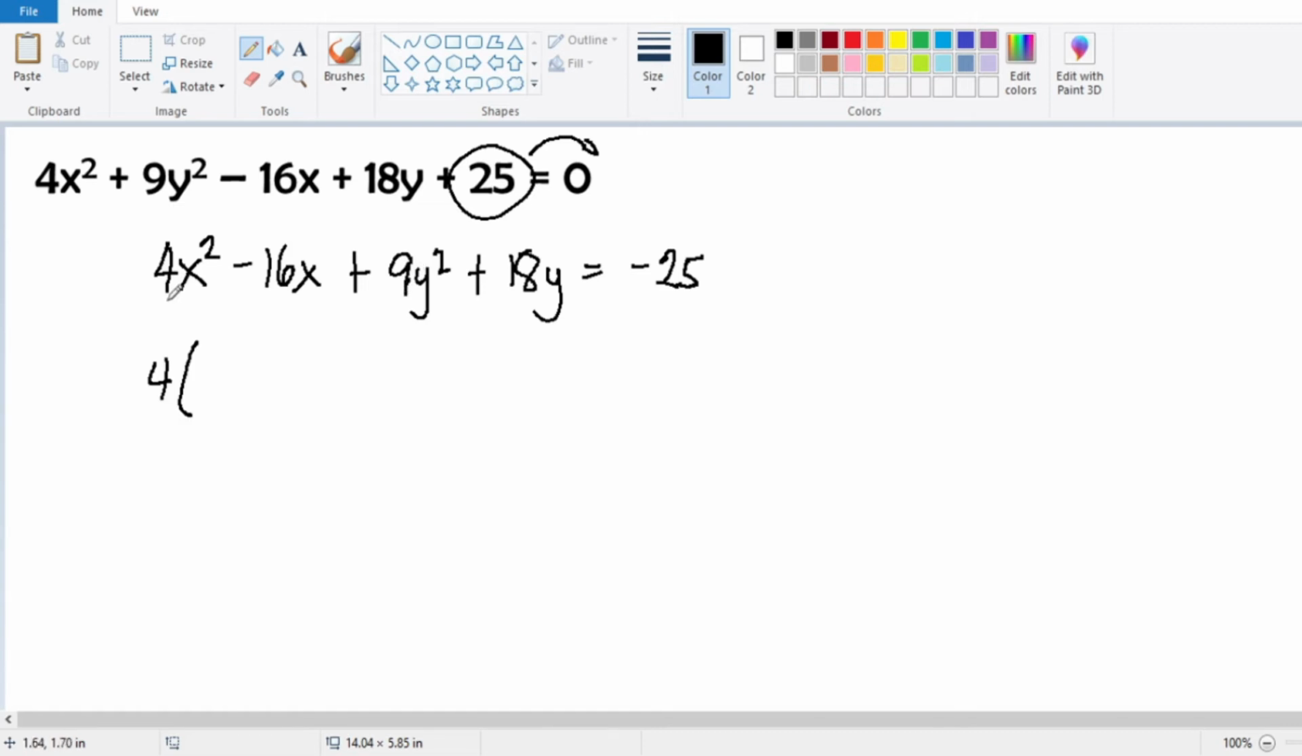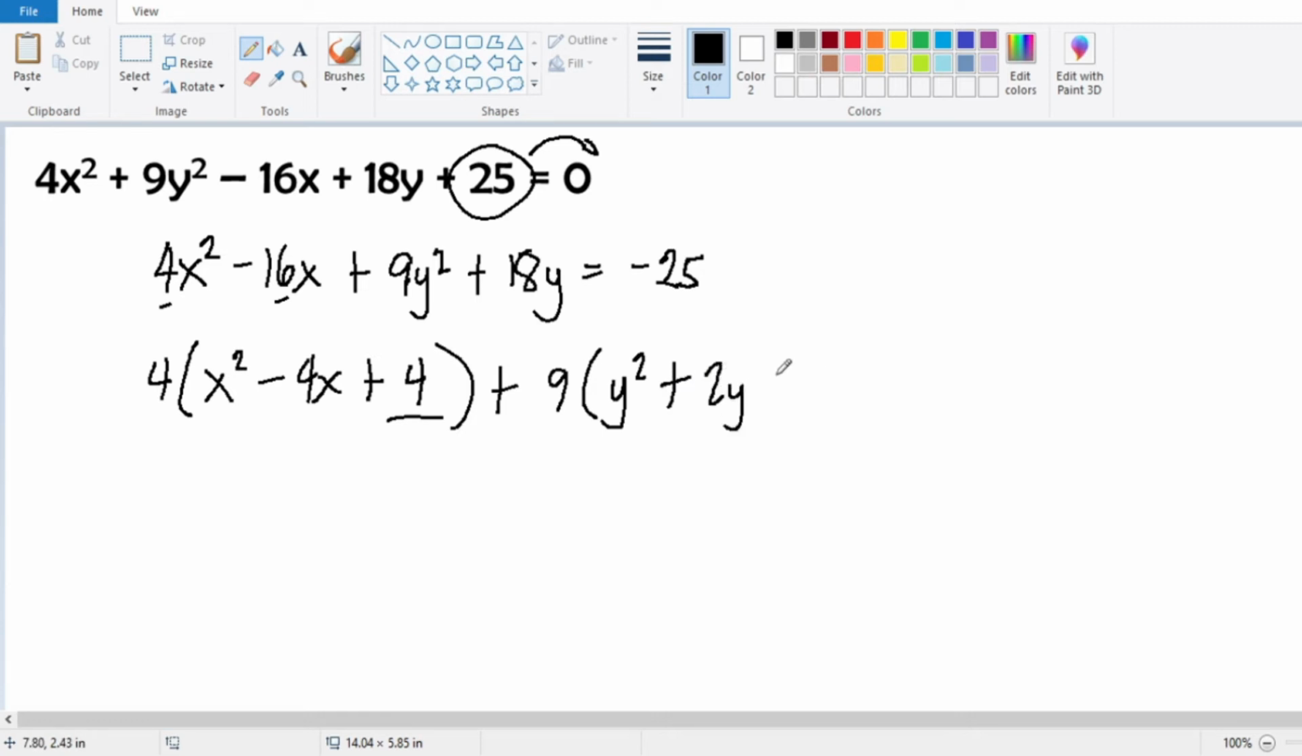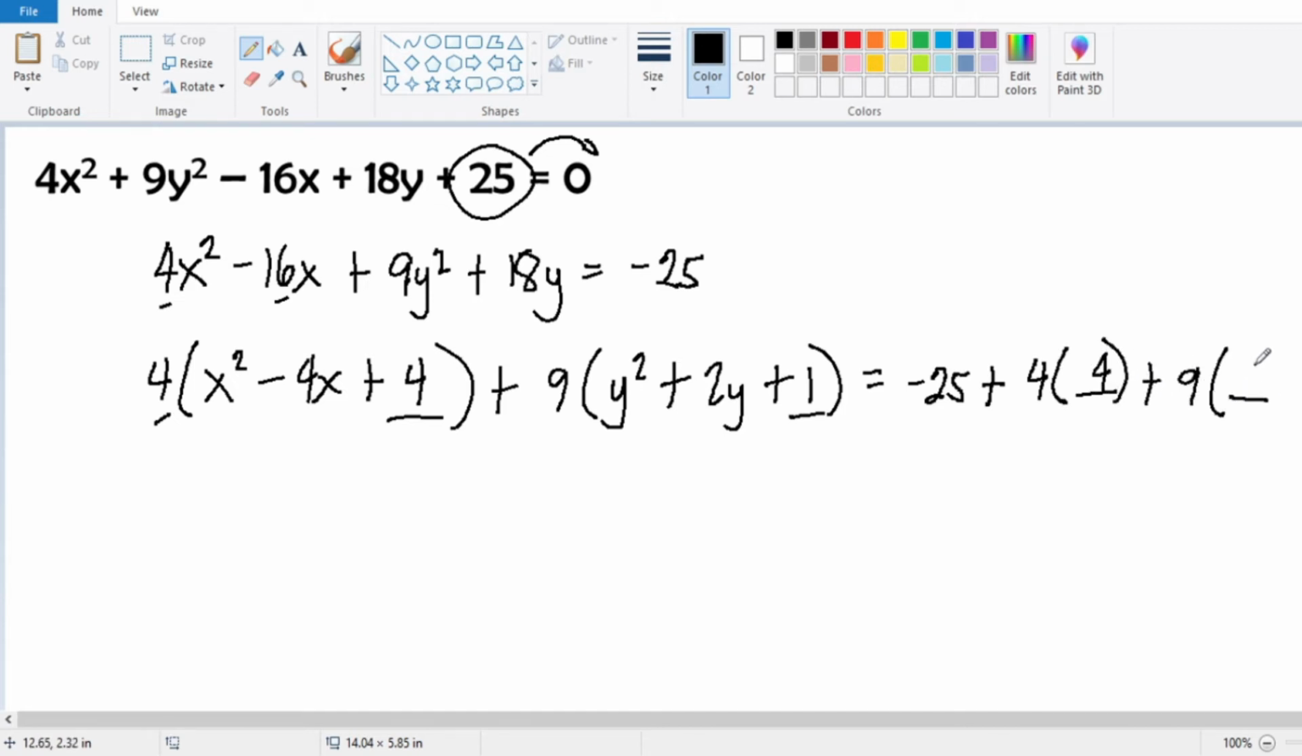But before that, factor out muna natin si 4 dun sa dalawang term na to. So, you have there x squared minus 4x. And completing the squares, you have 4. Yan. Plus, again, factor out 9. So, you have y squared plus 2y plus 1. Yan yung makakompleto sa trinomial na to. Is equal to negative 25 plus, do not forget the 4 there. Yan, times the 4 na pangkompleto plus 9 times 1.